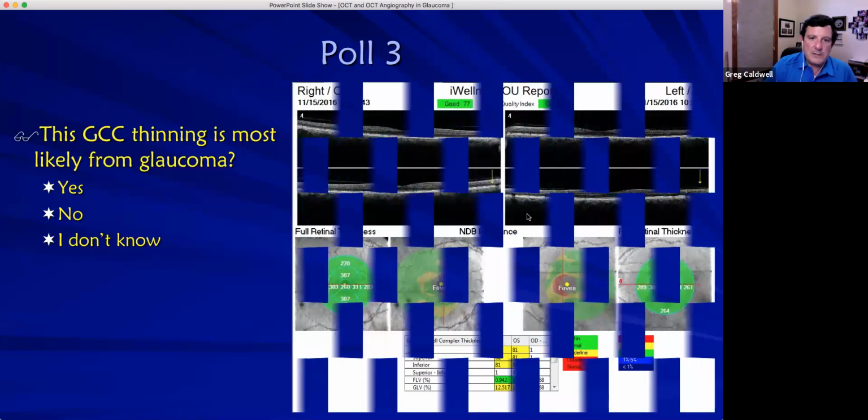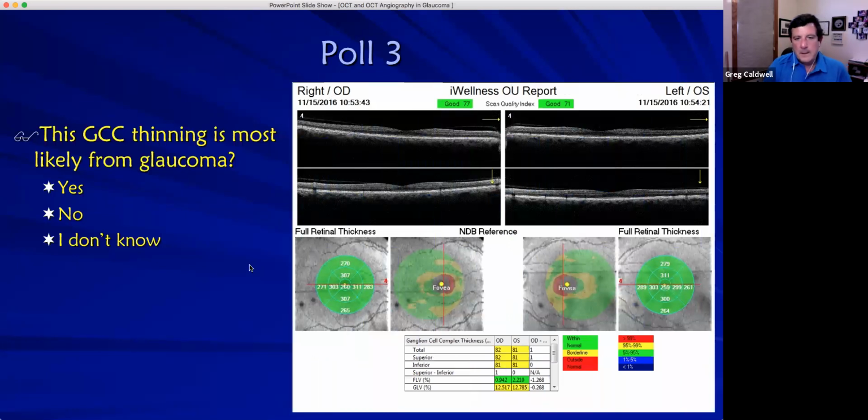So here's polling question number 3. We're looking at this ganglion cell complex. We see this GCC is thin. And the question that I have to the audience here, this 82 microns, is this glaucoma? Are these arcuate defects? Is this ganglion cell thinning most likely from glaucoma? Yes, no, or you just don't know. And that's a great answer, because that's why we're here tonight, to all kind of learn.